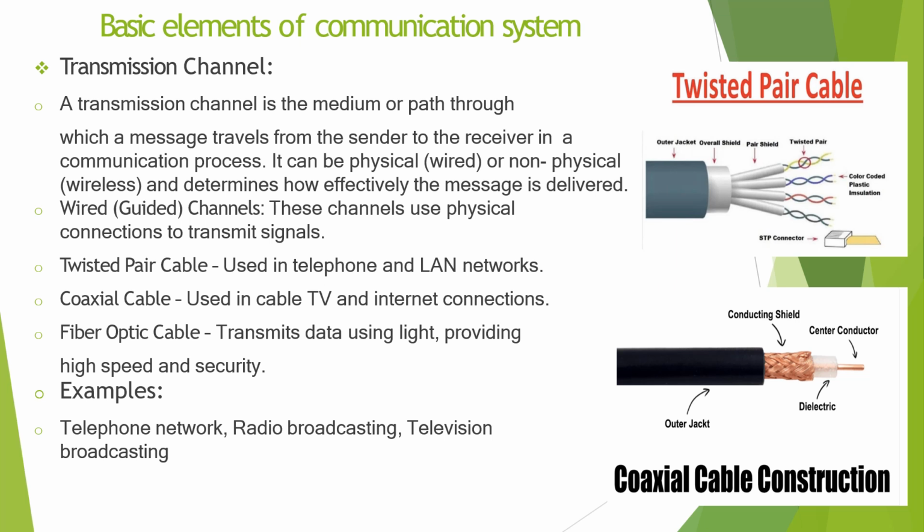So the twisted pair cable has some parts like outer jacket, and then overall shield, pair shield, twisted pair, then color coded plastic insulation, and a connector. And then here is the coaxial cable construction: outer jacket, conduction shield, center conductor, and then dielectric, like that.